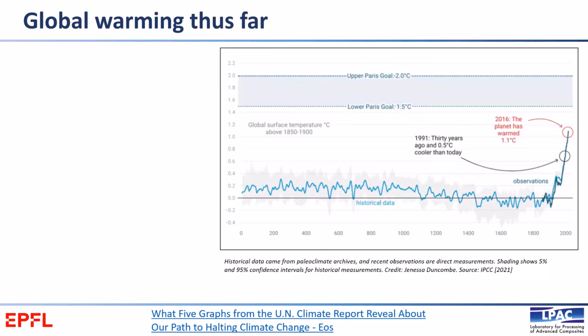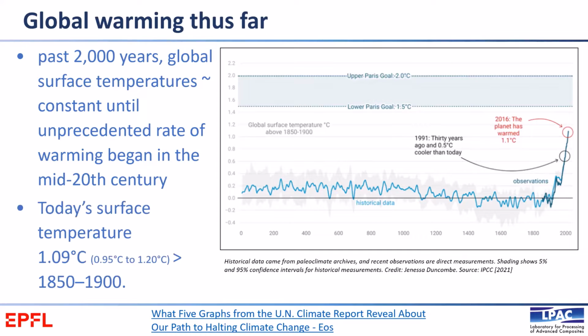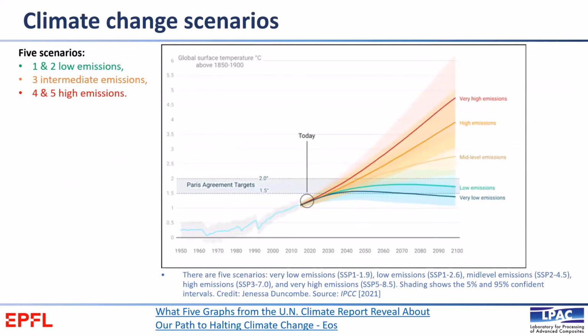So global warming thus far is we're somewhere up here, up this growth curve. And we've warmed the Earth at an unprecedented rate since the mid-20th century after this very, very stable period. Okay, so there are different climate change scenarios. So that's the problem. And now we have to look at what we can do.